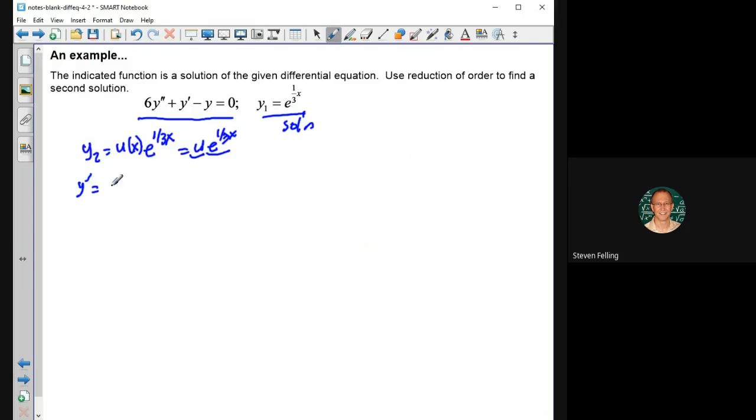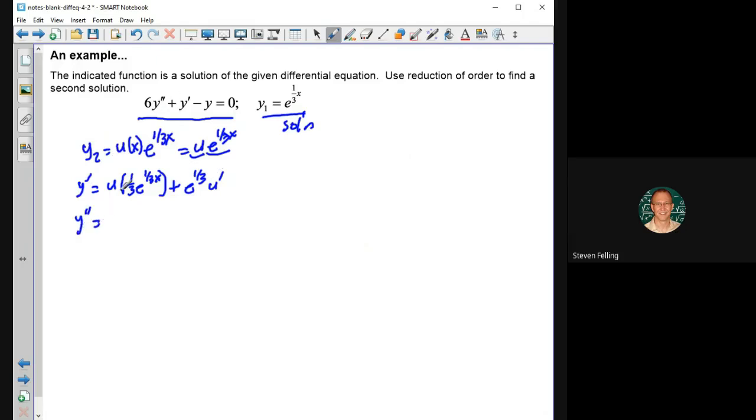So I'm going to take the first times the derivative of the second, which is 1/3 e to the 1/3 x, plus the second times the derivative of the first. And the derivative of the first, we don't know what the function is, so I just have to call that u prime, okay? So that's y prime. It's first times derivative of the second plus second times derivative of the first, and this just becomes u prime.